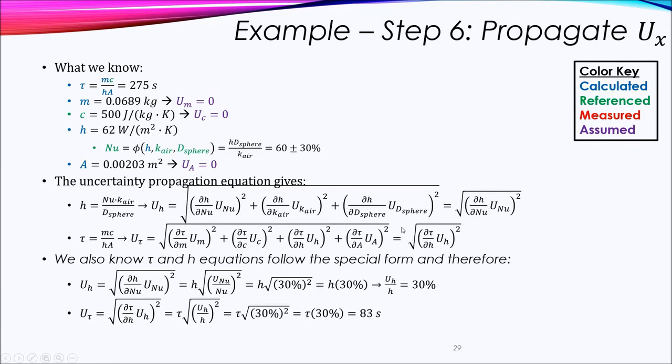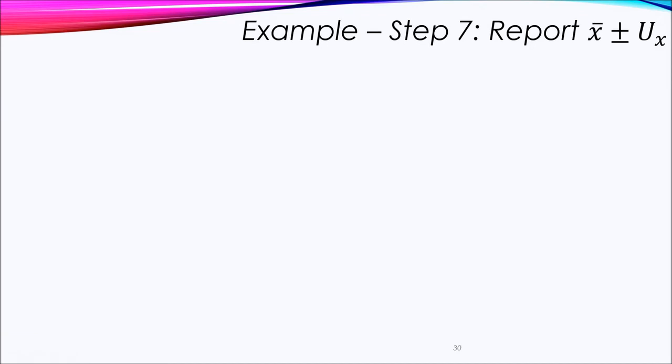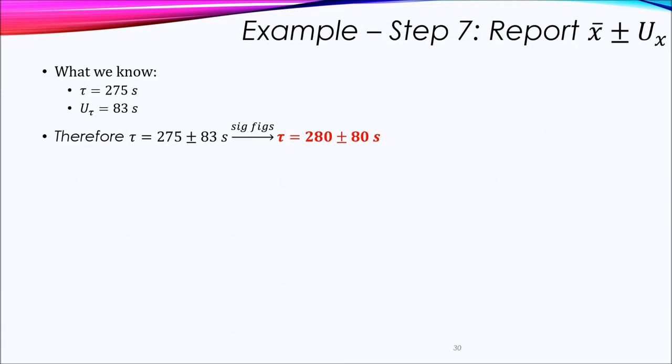Now we have everything we need for step 7. Step 7 involves reporting the average value plus or minus its uncertainty. And so we already know what tau and the uncertainty of tau is. And so in order to report that value, we would say that tau is equal to 275 plus or minus 83 seconds. But once we consider significant figures, we get that tau is equal to 280 plus or minus 80 seconds. And so we have officially succeeded in doing our calculations of the time constant.